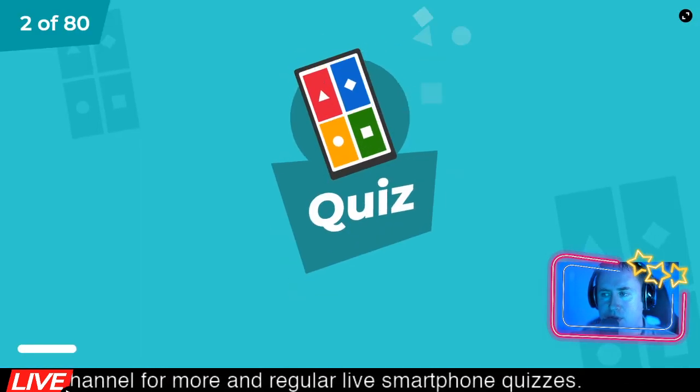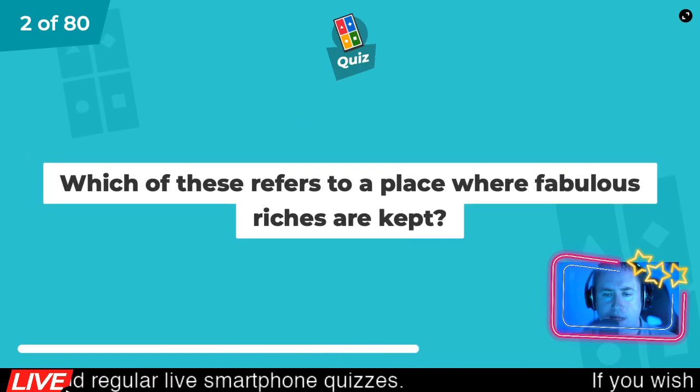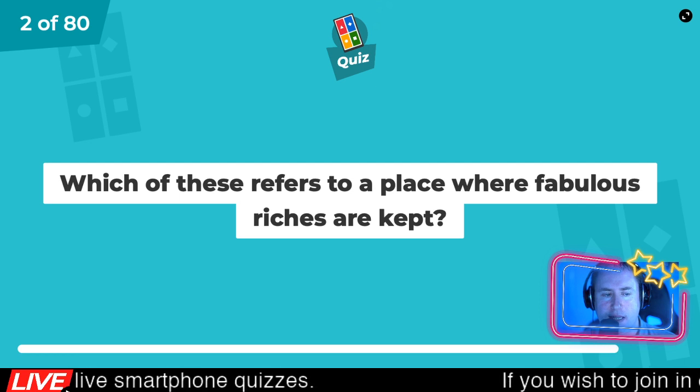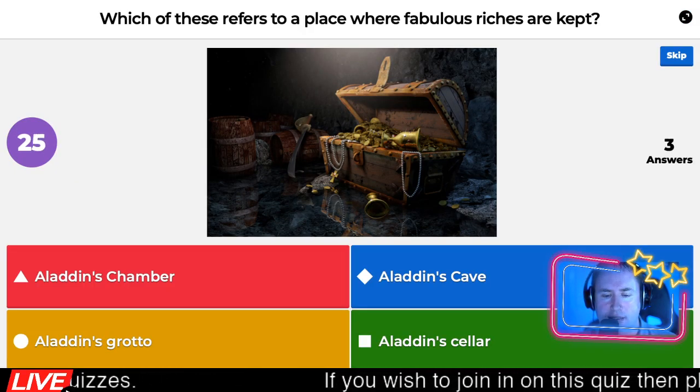Again, this is multiple choice. Which of these refers to a place where fabulous riches are kept? Is it Aladdin's chamber? Is it Aladdin's cave? Aladdin's grotto or Aladdin's cellar?